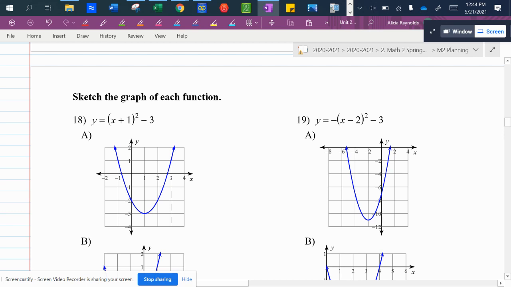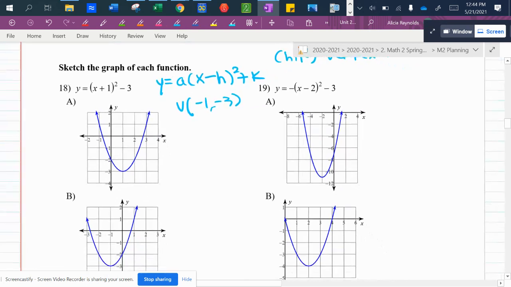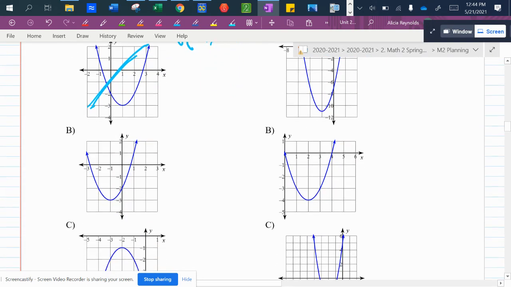If we're going to graph the function from vertex form, we need to remember y equals a times x minus h quantity squared plus k. And this is where h and k are the vertex. Because this is minus h, the vertex is the opposite of whatever is in parentheses. So my vertex for this problem is negative 1, negative 3. So it's not going to be A. This is number 19. It looks like it could be B.